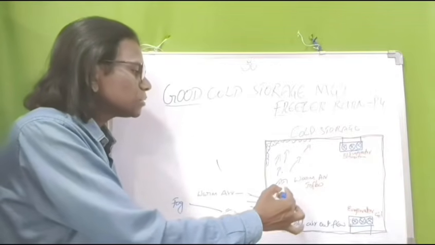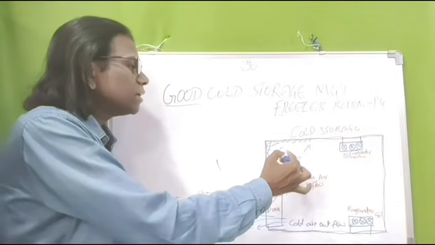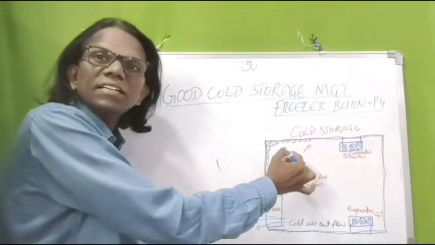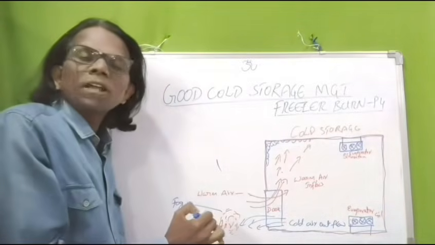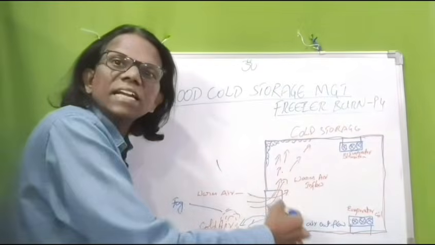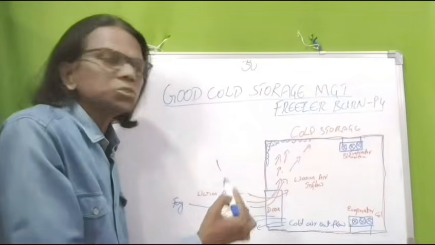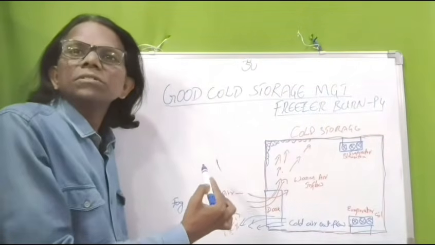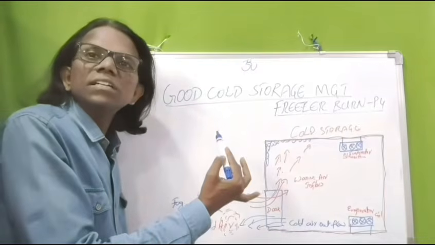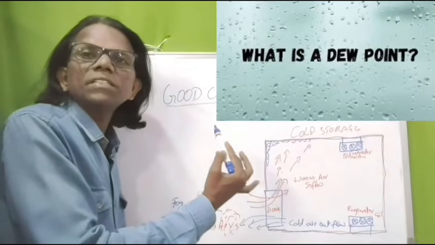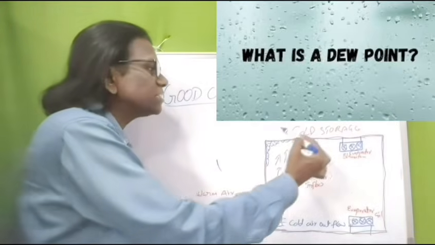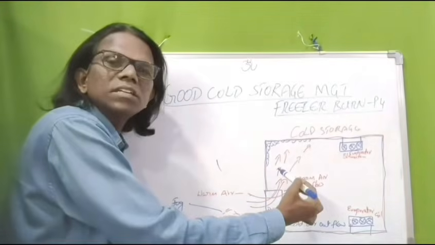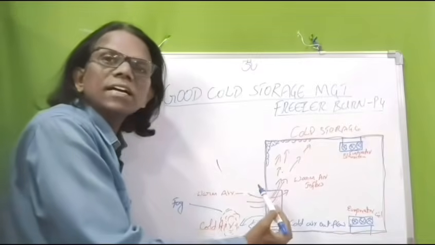So from the top of the door, the warm air will enter, and once the warm air enters and touches the ceilings or cooling surfaces, and the chilled circulating air also, the dew point will come down. Dew point means it facilitates the condensation, nothing but the condensation. So once the warm air containing more moisture enters inside the cold storage, the dew point will occur.